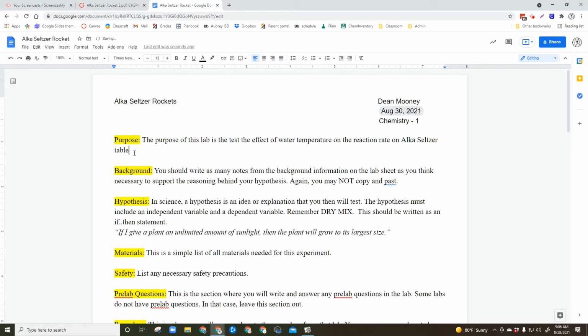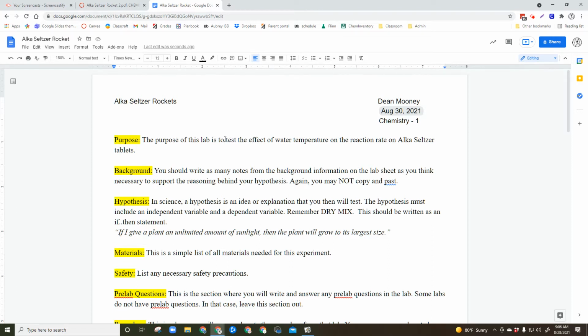Alka-Seltzer tablets. Okay, so the purpose of this lab is to test. When you see something underlined, that means it thinks you've made a mistake in grammar or spelling and you need to correct that. Blue is grammar, red is spelling.